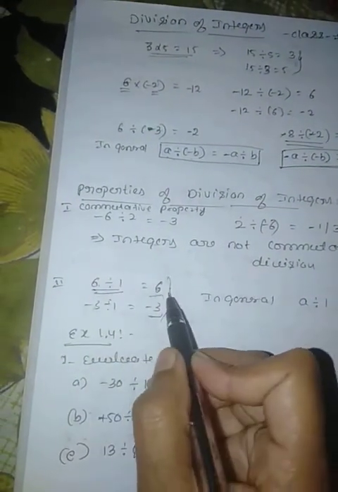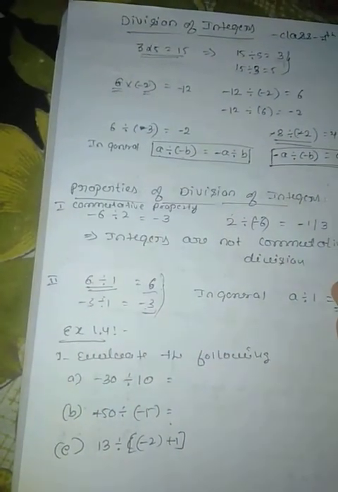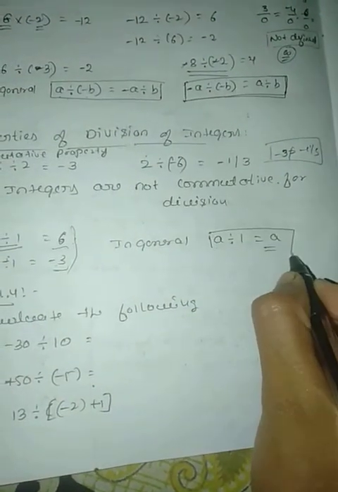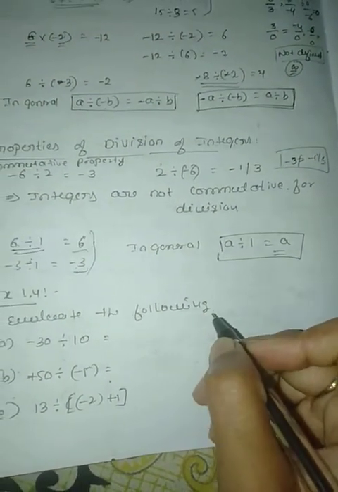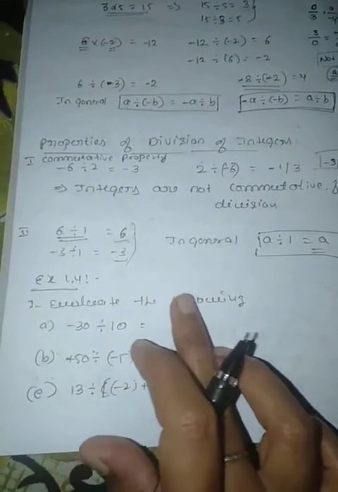If 6 is divided by 1, we get 6. Minus 3 divided by 1 is minus 3. Minus 7 divided by 1, we will get minus 7. So in general, we can write it as a divided by 1 is equal to a. Next we move on to the exercise problem, that is exercise 1.4.